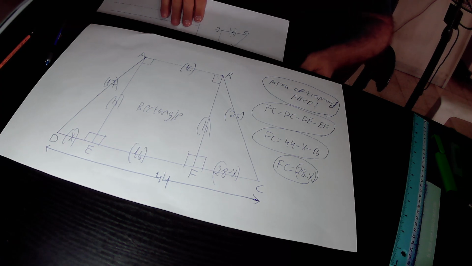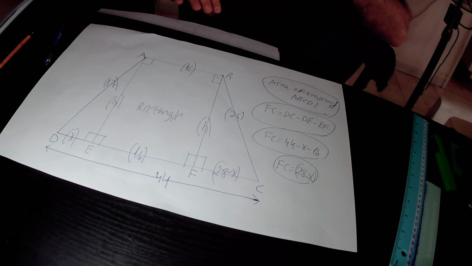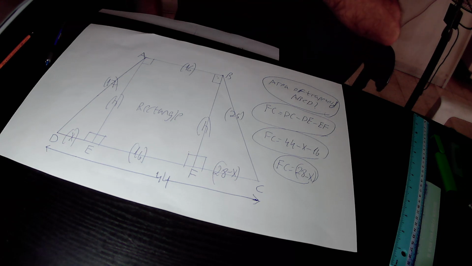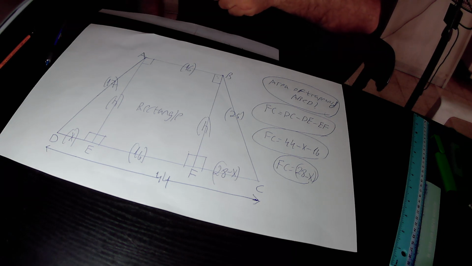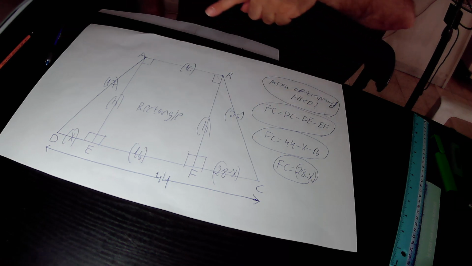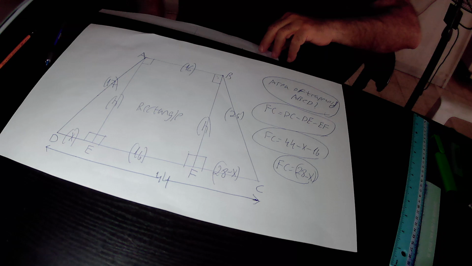Actually, we know that the area of any trapezoid is equal to the sum of its two parallel bases times the height over 2. Therefore, the area of this trapezoid ABCD must be equal to the sum of its two parallel bases. The two parallel bases are AB and DC. So it is AB plus DC times the height. We define the height as h, divided by 2.